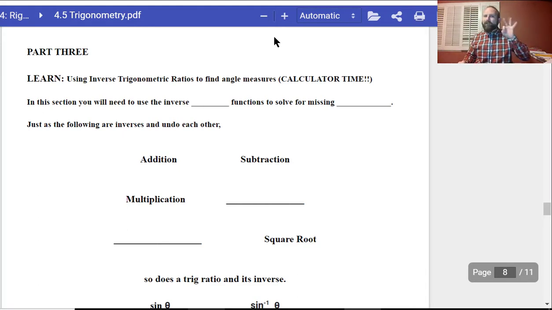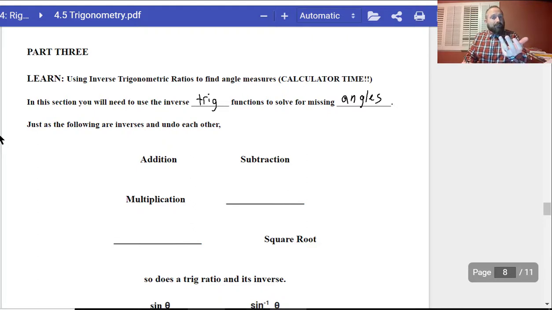4.5c, part 3 of 3 of trigonometry. So in our learn, we're going to use inverse trigonometric ratios to find angle measures. Don't forget to get your calculator out. In this section, we will need to use inverse trig functions to solve for the missing angles.